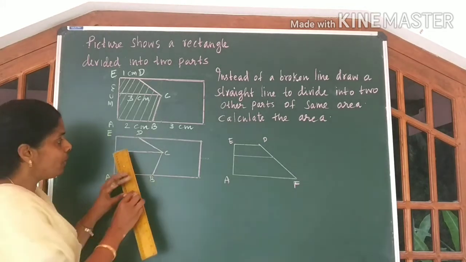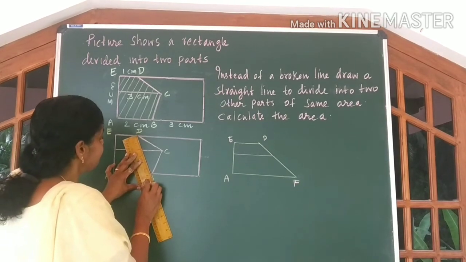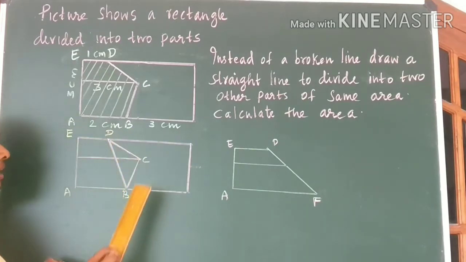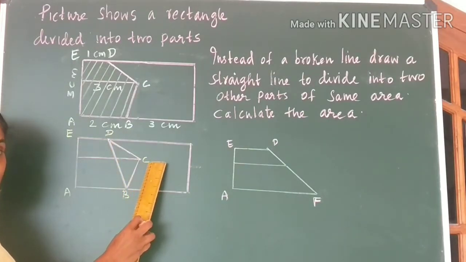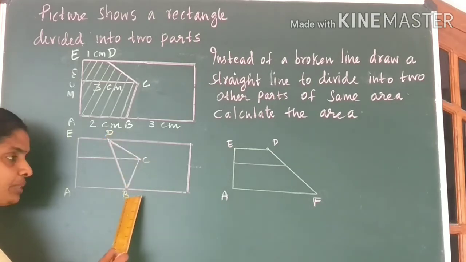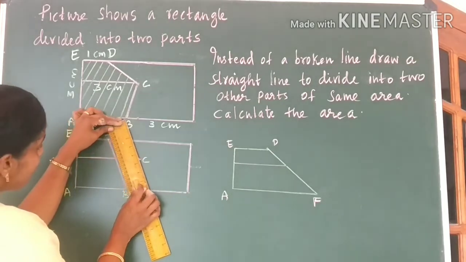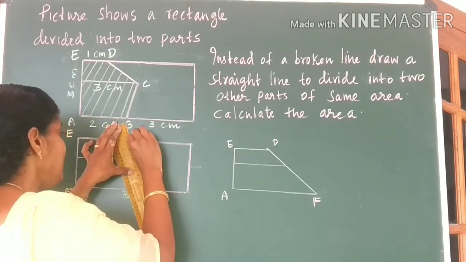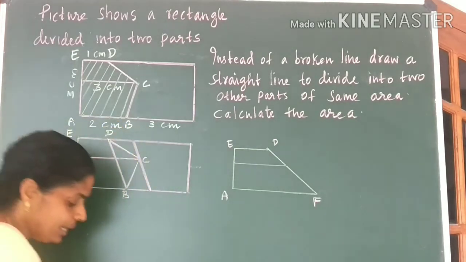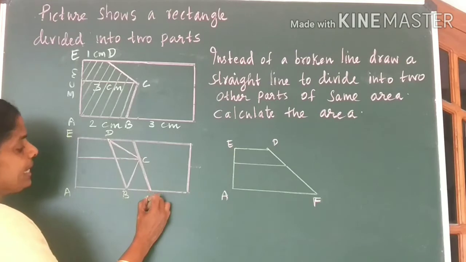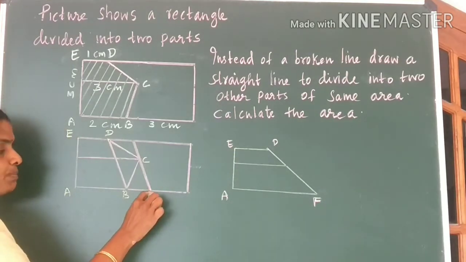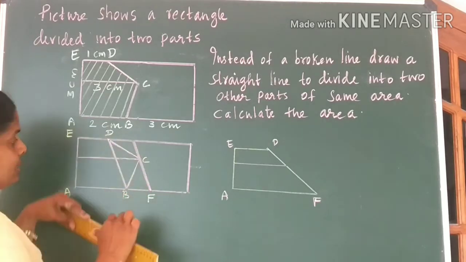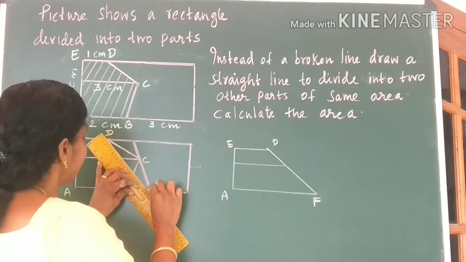First of all, join this B to D. After that, through the vertex C, draw a line parallel to BD. So I am drawing a line through C parallel to the base. Now name this point as F. Now join D to F.